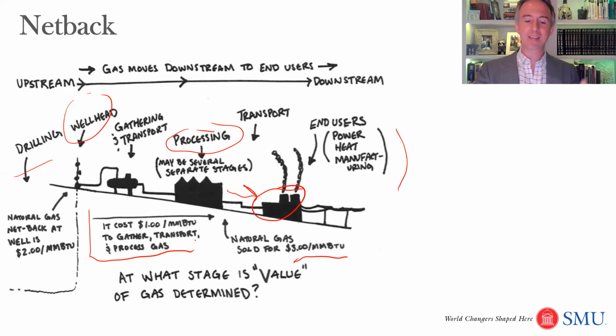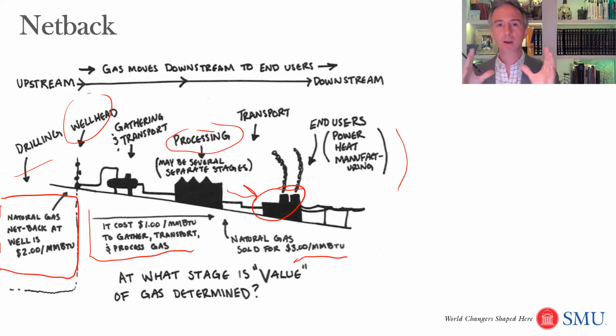Then you would say the net back of this gas is $2 per MMBTU. So that gas was really worth $2 an MMBTU at the well, even though you sold it for $3 an MMBTU over here. Now, what I can tell you is this net back process, I've tried to draw it simply. It can actually be quite complicated.